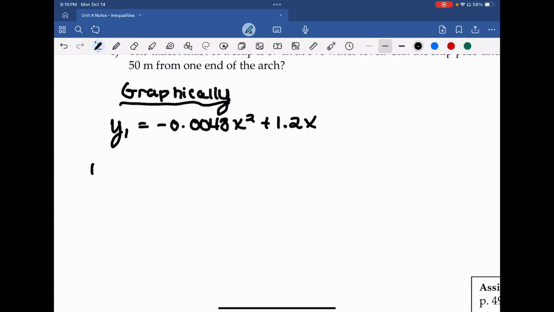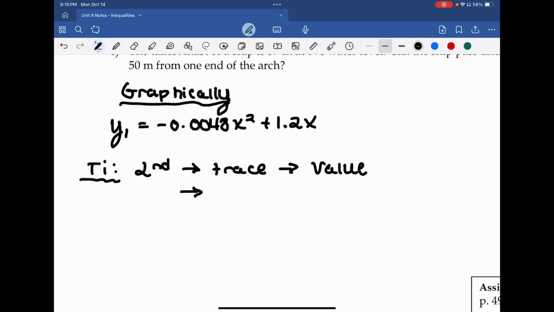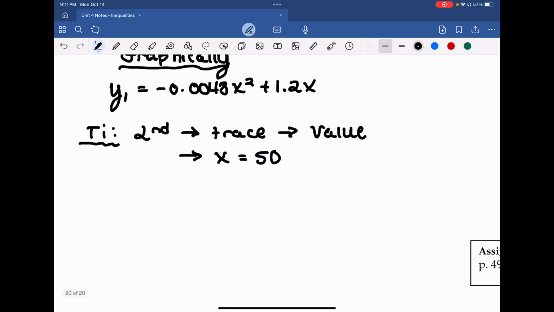What we can do is write in our TI calculators, we're going to use the second trace and then the value key. When we do second trace value, we can then, in our next step here, type in x is equal to 50. And when we do x equals 50, it will give us a specific value for the y value where x is equal to 50. We'll write that out in just a moment. For this case, this is where x is equal to 50. When we go into our algebraic approach, we'll list out what this value gives you.